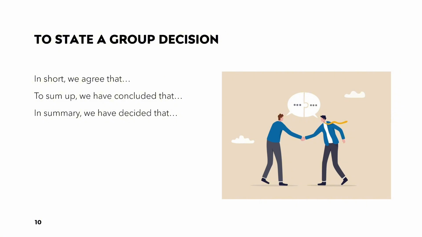And then when you have finished with your agreement, disagreement, opinions and points, you have to come up with a group decision. So how do you state that? In short, we agree that playing games is the best hobby for Anna to do during the semester break. For example, to sum up, we have concluded that cooking is the best hobby for Anna to learn. In summary, we have decided. You cannot say "I", because you are working in a group. So we agree, or we have concluded, or we have decided in the end. Okay, that's all, thank you, something like that.